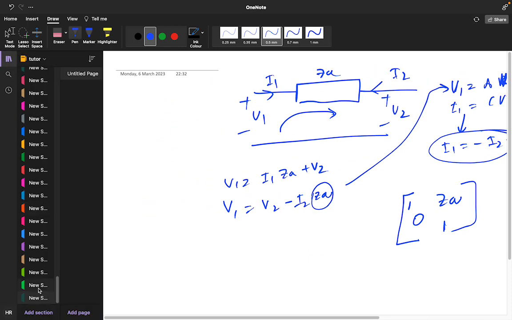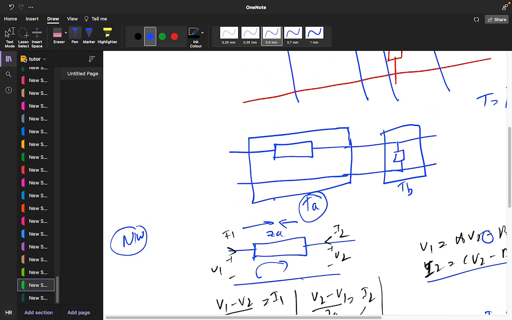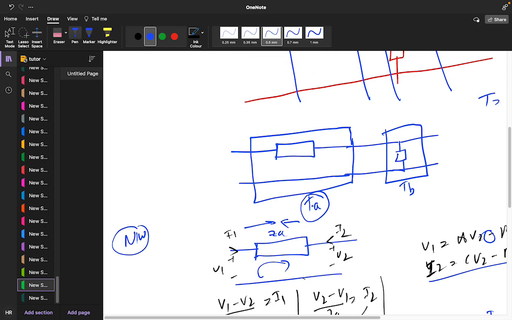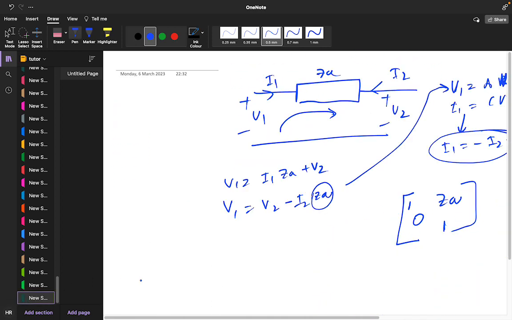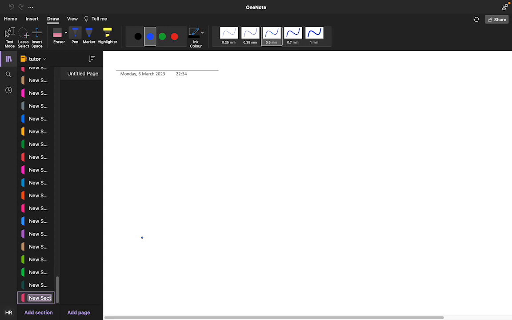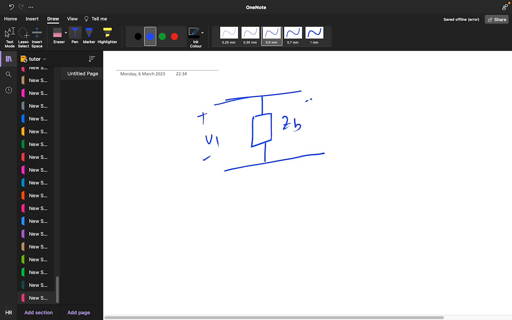Means we got the transmission line network A. Now solve the transmission line parameter B. Now assume you have a connection of ZB. Take this as V1, take this as V2. This is your I1, this is your I2. So from here we can directly say V1 is equal to V2. Clear? This is a parallel connection. So V1 is equal to V2.